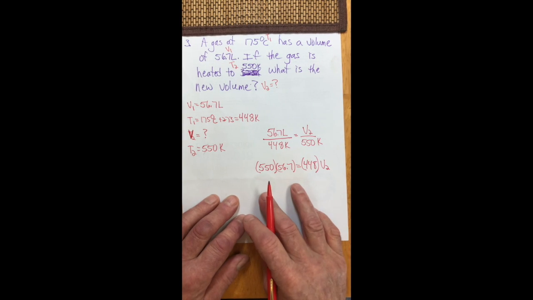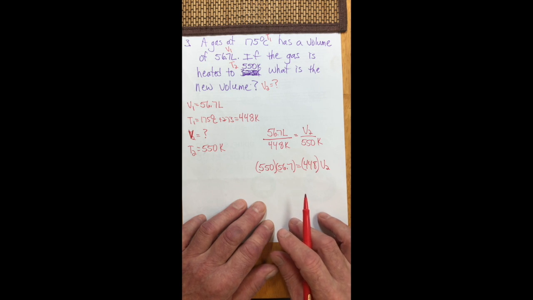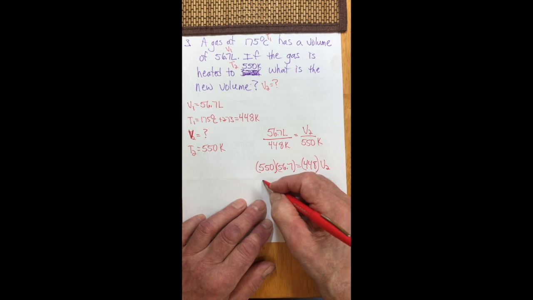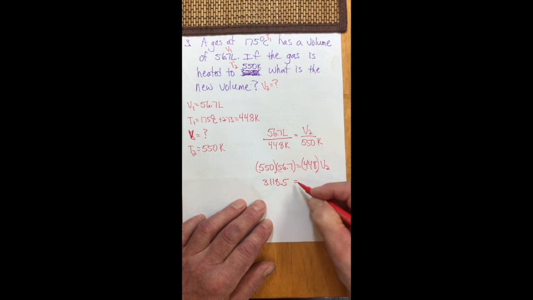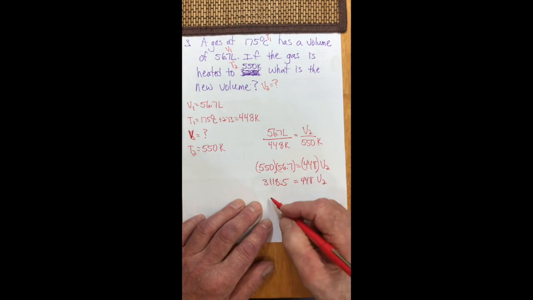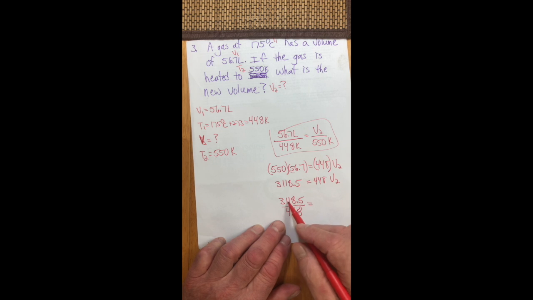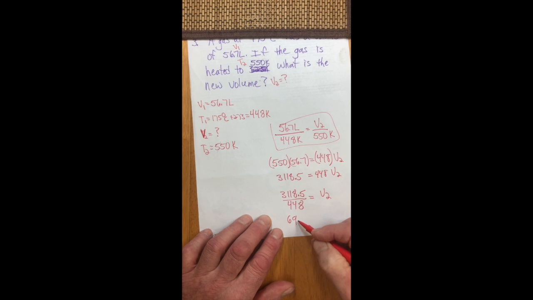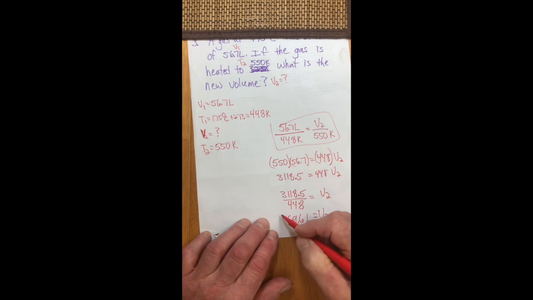All right, so when I get those two numbers, I multiply 56.7 and 550 together. I'm going to get 3118.5 is equal to 448 V2. I'm going to bring the 448 over there. So doing all the steps right here. And so now I'm going to just divide this to equal my V2. And when I do that, I see that I have 69.6 liters is equal to V2.